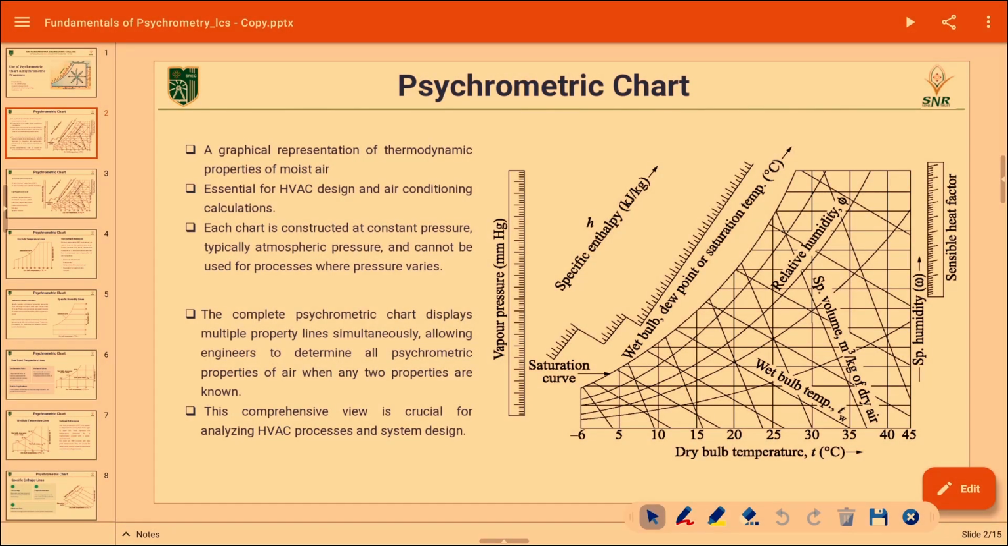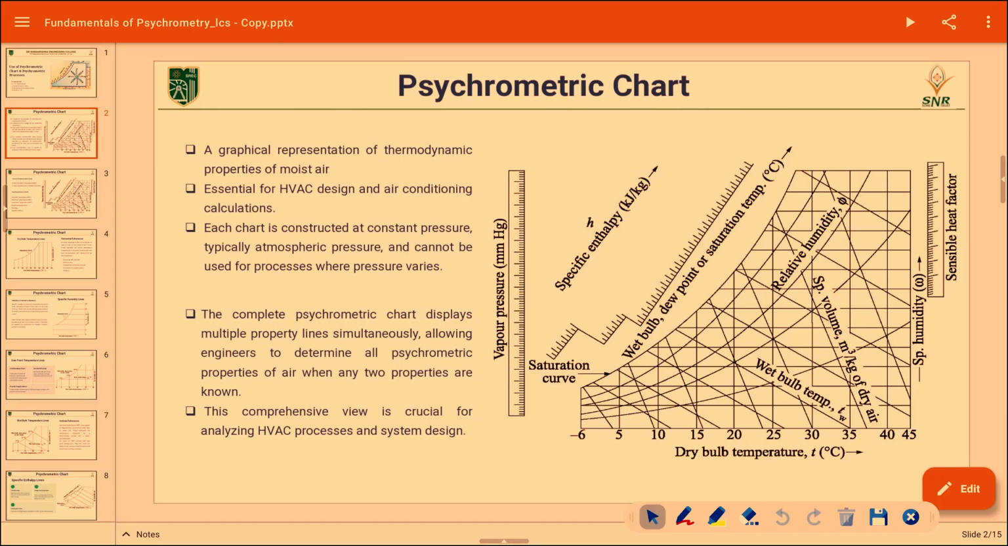So, basically what is the psychrometric chart? It is a useful tool, right. It is a useful graphical representation of the thermodynamic properties which we discussed in the previous session, present in moist air or unsaturated air. This psychrometric chart consists of a lot of lines. A few lines are linear or straight lines and a few lines are curved lines.